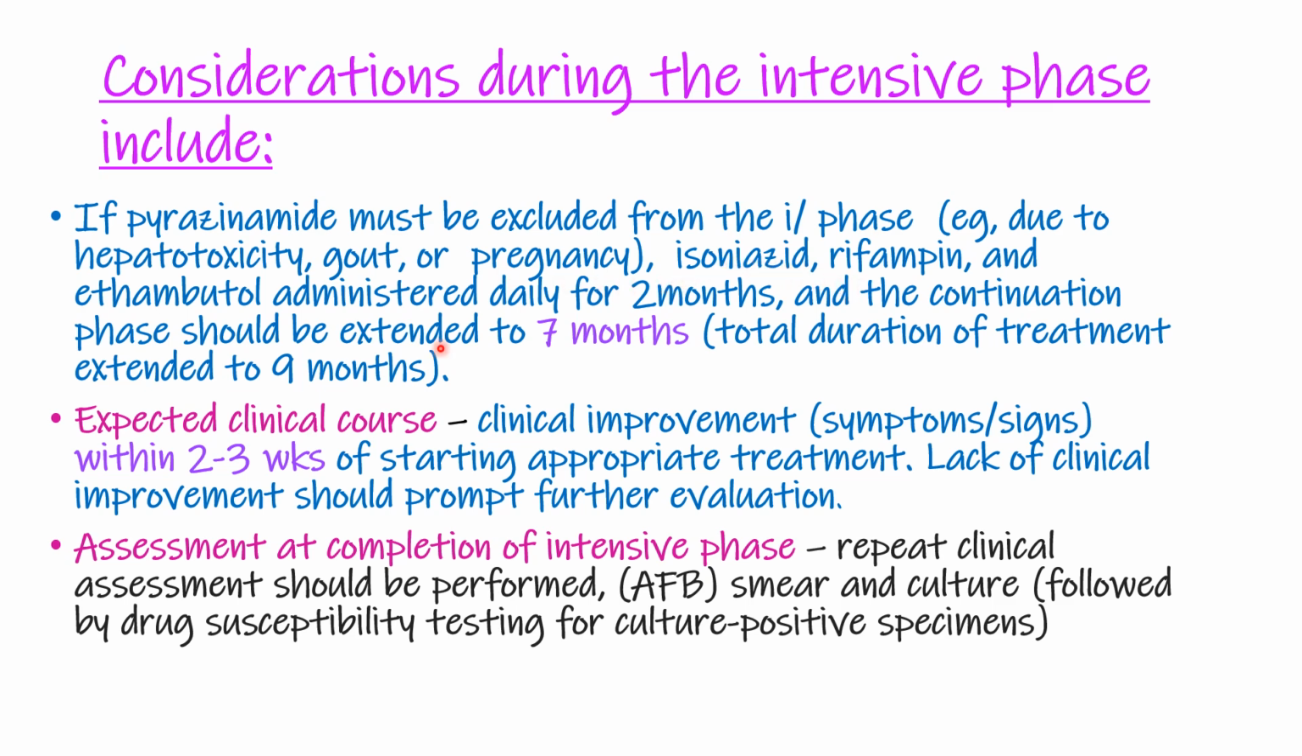Isoniazid, rifampicin, and ethambutol will be administered for 2 months, and then you continue with the continuation phase for 7 months. Now you'll have a total duration of 9 months. As I said before, regarding the expected clinical course of this treatment, you will see clinical improvement of signs and symptoms within 2 to 3 weeks of starting appropriate treatment. Lack of improvement will prompt further evaluation.